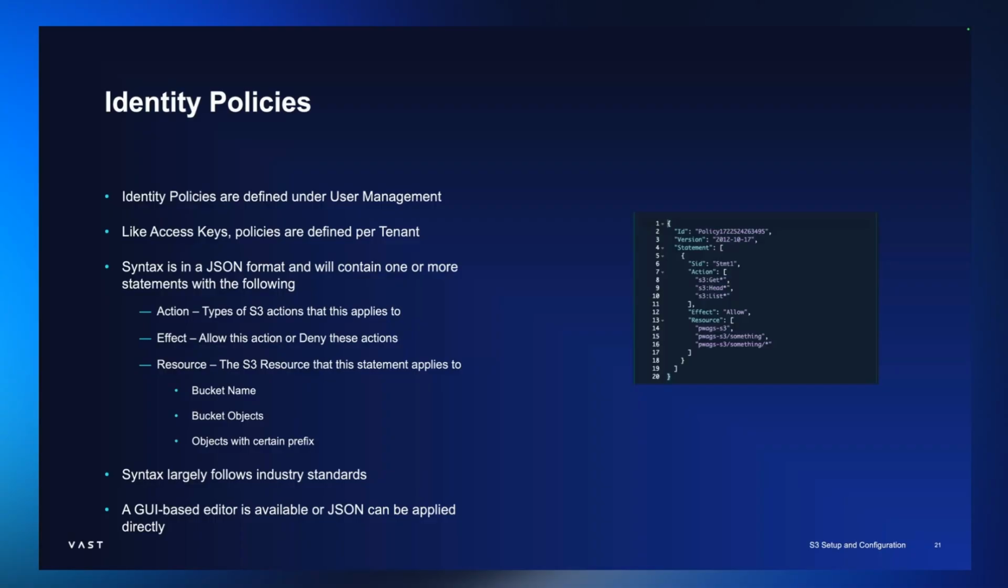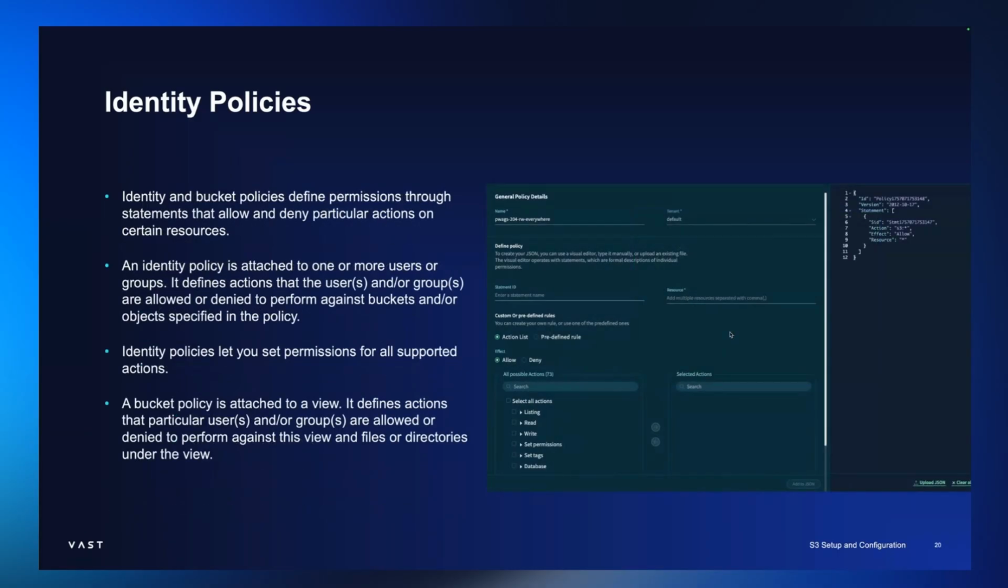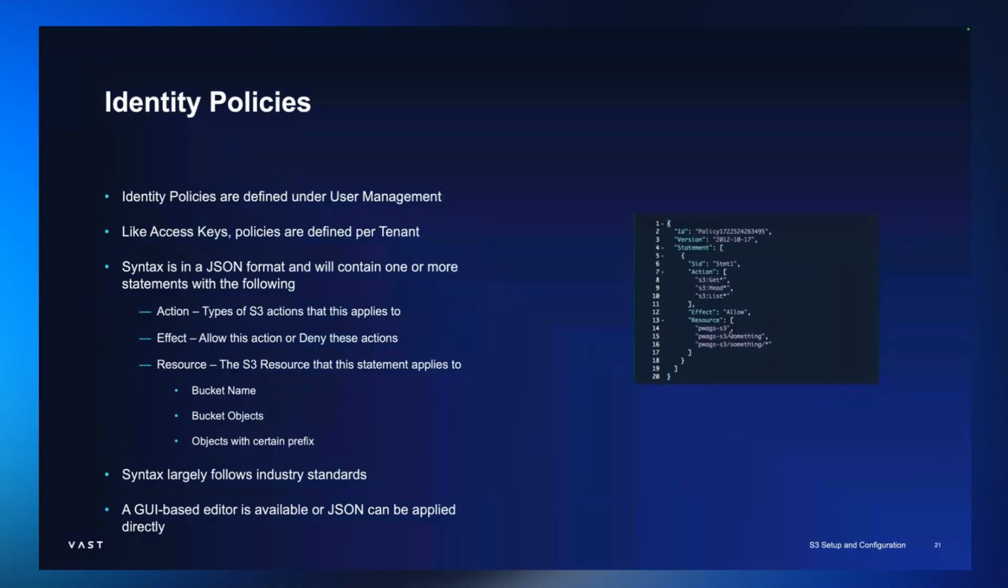The syntax here is going to follow AWS standards. AWS is basically the designer of the protocol we're going to follow. We do have a GUI based editor here, and I did point this out, that allows you to do some editing and select the types of actions you want, and it'll generate the JSON for you. If you want to just copy and paste the JSON directly into the GUI editor, you can go ahead and do that. That's perfectly fine as well for establishing identity policies.